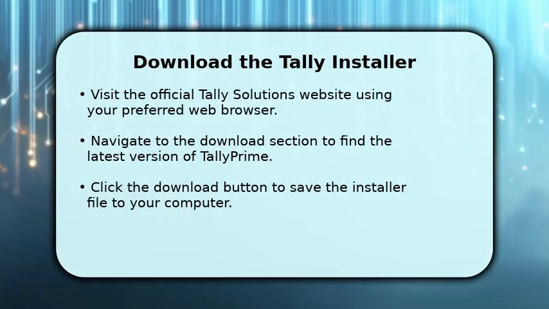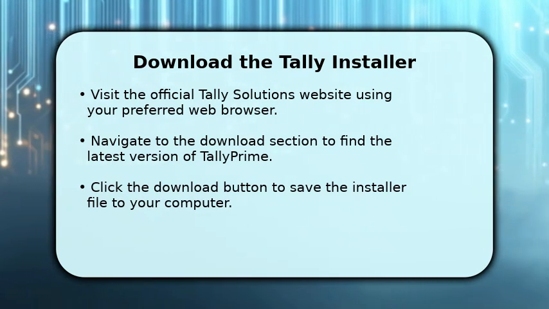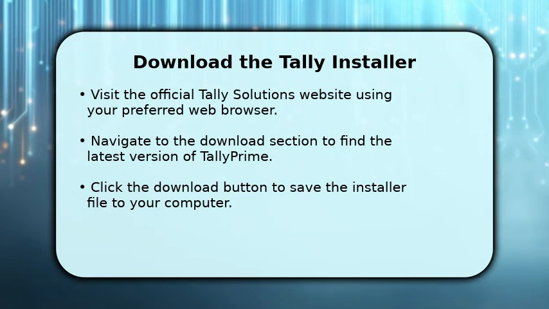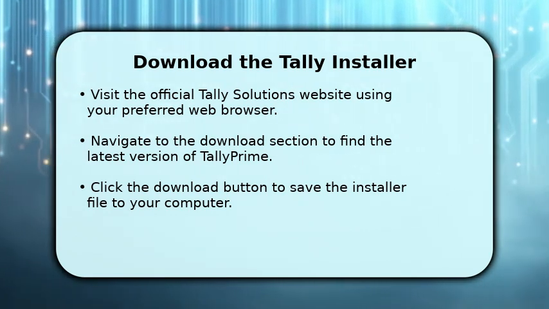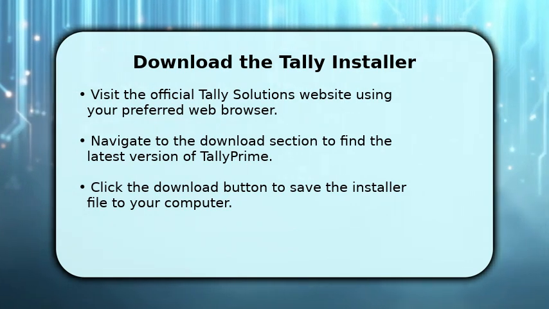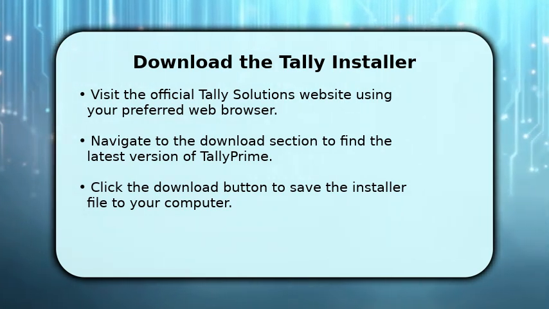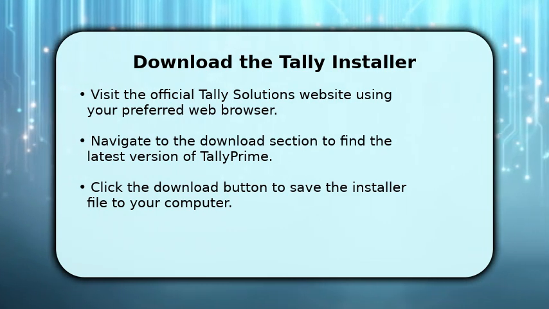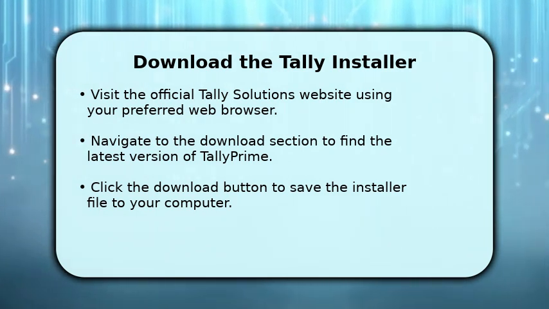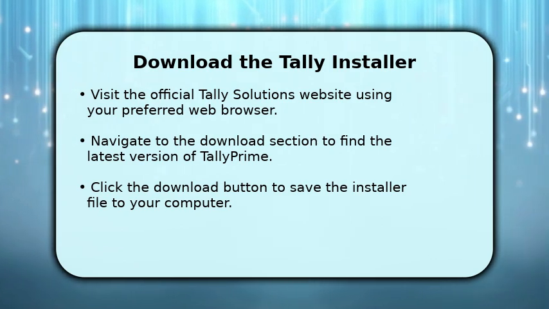The first step is to download the Tally installer. Open your web browser and go to the official Tally Solutions website. Look for the download section, usually prominent on the home page. Here, you will find the latest version of Tally Prime. Click the download button to save the setup file to your laptop. It is always best to download directly from the official website for security.